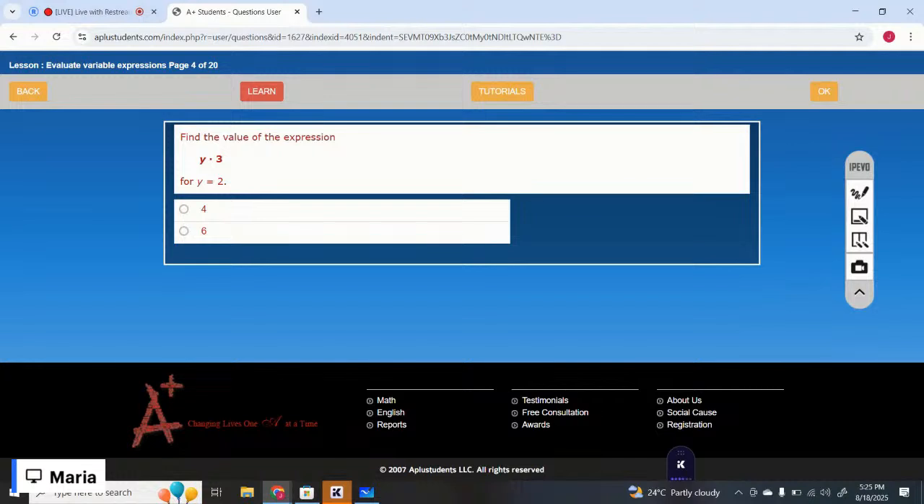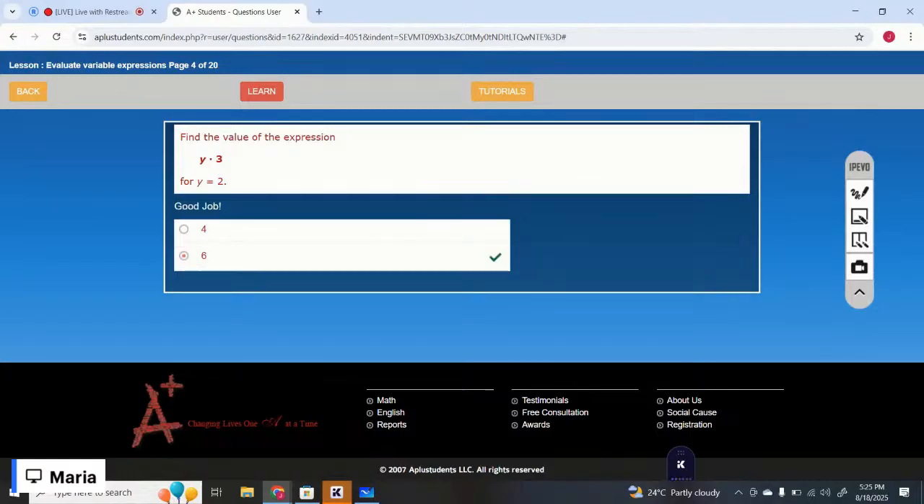Find the value of the expression y times 3. So replace the y variable. That is 2 times 3. 2 times 3 is 6. Option number 2 is the correct option.